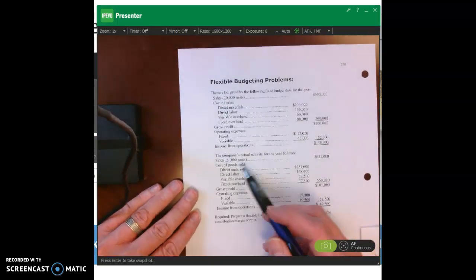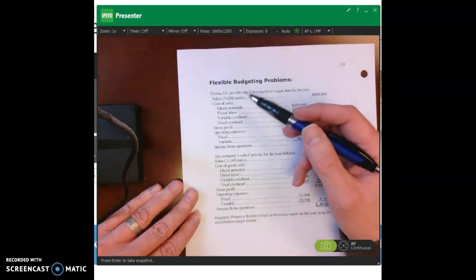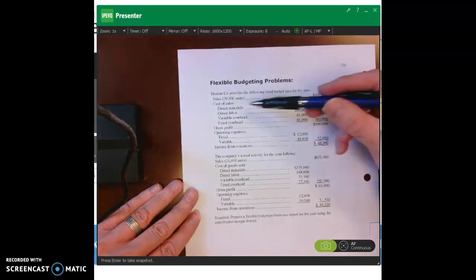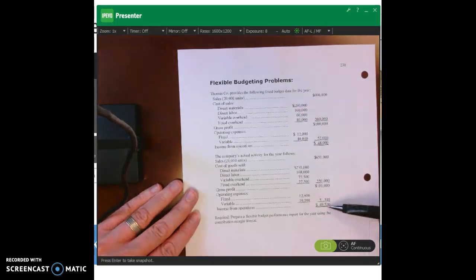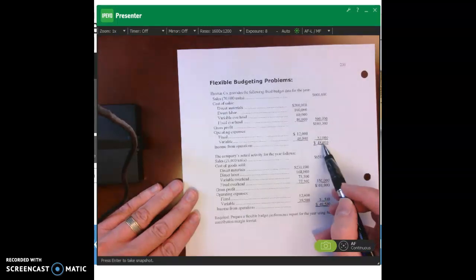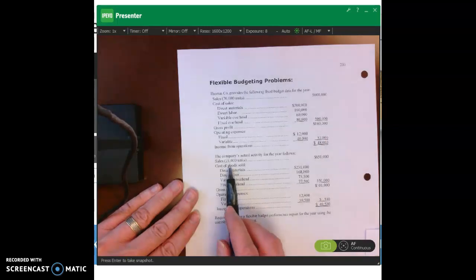Okay? Here's the problem though. Why can't I compare these? See, income from operations is 48,000 here, but that's at 20,000 units. That's what we budgeted for 20,000 units. What we really did was 49,500, okay, which means our income from operations looks more favorable than our budget. But the problem is, look how many units we actually sold.